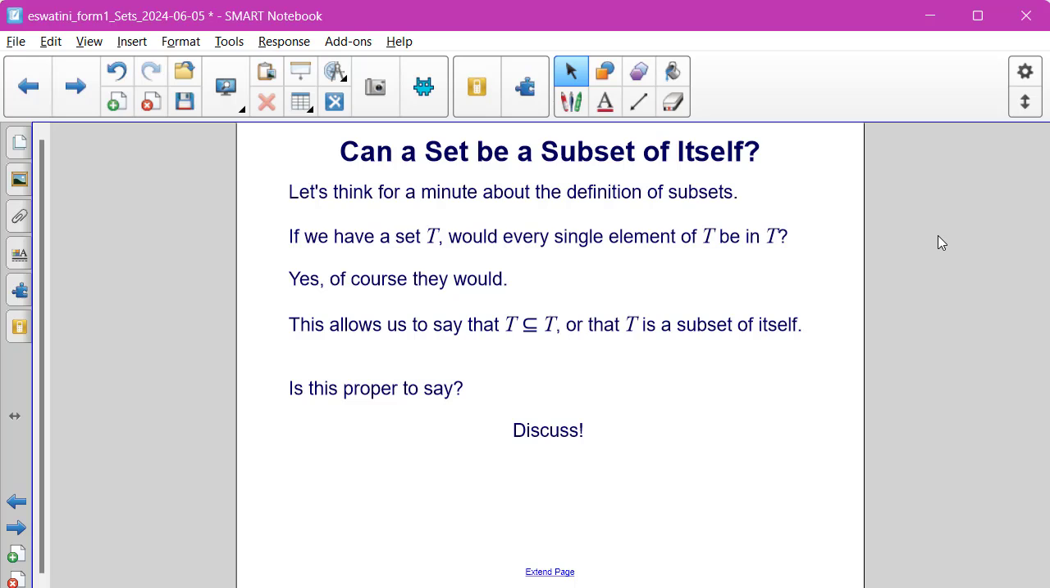Now, the properties of subsets bring up a very interesting question. Can a set be a subset of itself? Let's think for a minute about the definition of subsets. If we have a set T, would every single element of this set T be in T? Well, yes, of course it would. It would have to be. So this allows us to say that set T is a subset of T, or that T is a subset of itself. But is this proper to say? Take a moment and pause this video and think about it, and when you're done, unpause it.